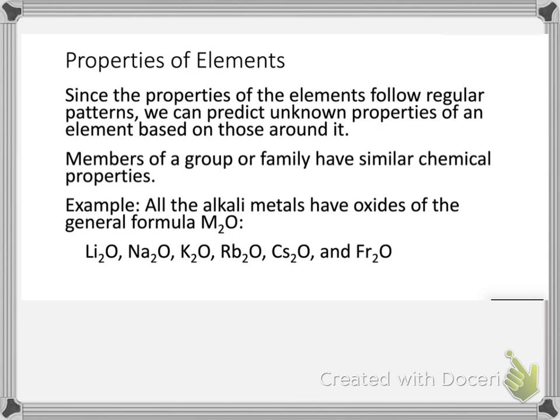So our next trend has to do with properties of the elements, and we'll be doing more with these kinds of things in the next chapter. But let's take a look at some of the things we can predict. And Mendeleev used this particular thing to help organize his periodic table. So it says the properties of the elements follow regular patterns. That was noticed by the people originally in the early 1800s all the way up to the 1900s. That means we can predict unknown properties of an element based on those around it.